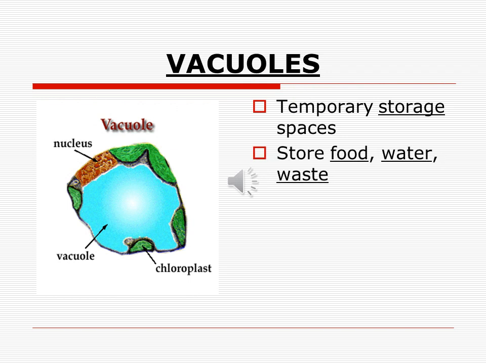The vacuoles are a place for storage of food, water, and waste until they are needed. So you synthesize protein, synthesize sugar, glucose, and when the cell needs it, it will take it from the vacuole.